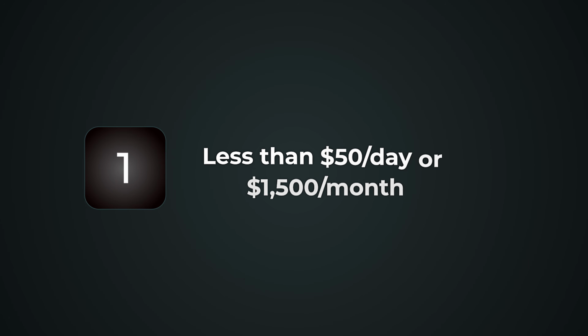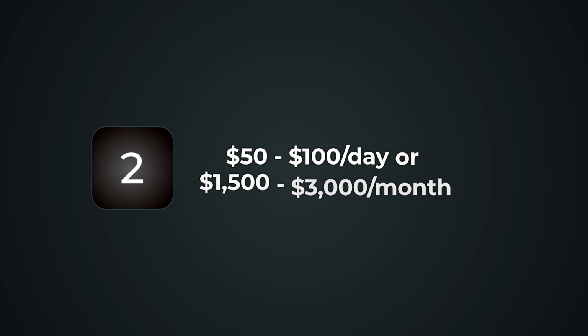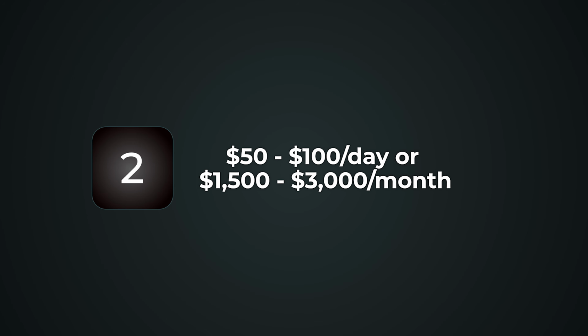Tier 1 is under $50 a day or generally less than about $1,500 per month. At this spend level, it's all about focus. One campaign, best performing products, that's it. Tier 2 is $50 to $100 per day, which is $1,500 to $3,000 per month. You're still in small budget territory, but you have enough budget to strategically layer on a second campaign and expand across more products in your catalog.